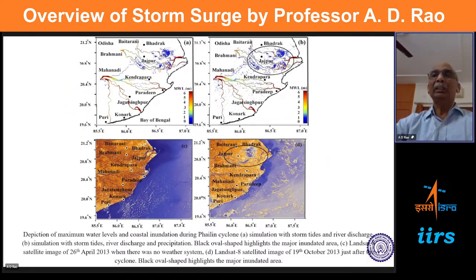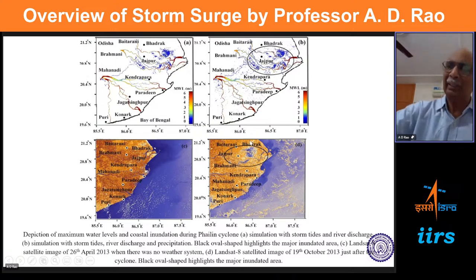For the Phailin cyclone, we got the Landsat satellite data. Just before, the cyclone is like this, and after the cyclone, of course, we got this satellite data one week after the cyclone landfall. So more or less, you see this patch, for example, the inundated area shown in the Landsat satellite picture, is exactly matching in our model also. This is during the 2015 Phailin cyclone. So we have compared with the satellite data also.